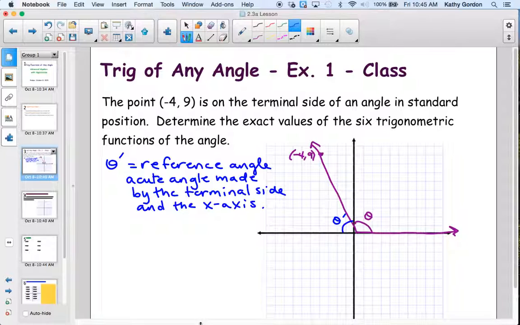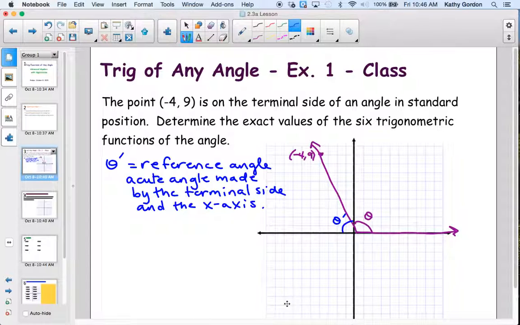Because where were we using acute angles before? Where were we finding trig for acute angles? Or were we doing trig on acute angles? In the triangles, right? In the right triangles. So what that kind of leads us to then is, if this is an acute angle, then maybe I can create a right triangle, and I can just, in a sense, go back to what I already know.